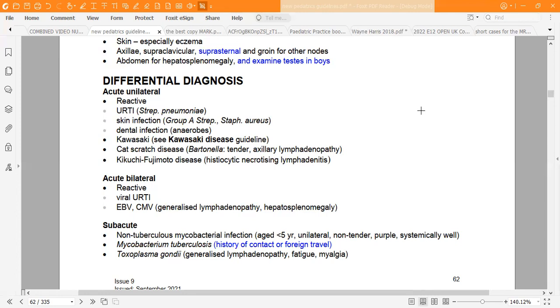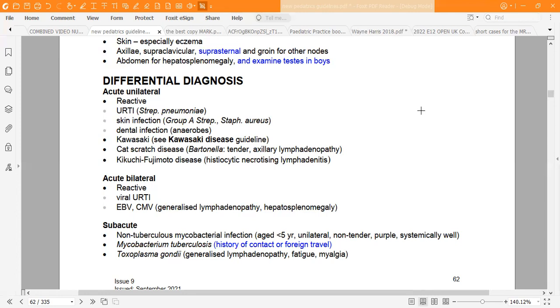Kawasaki as well is a very, very important differential. Cat scratch disease, Bartonella, is going to be tender, and an axillary lymph node is very important. You have to look at the axilla for any bumps or lumps over there. Something called Kikuchi Fujimoto disease.